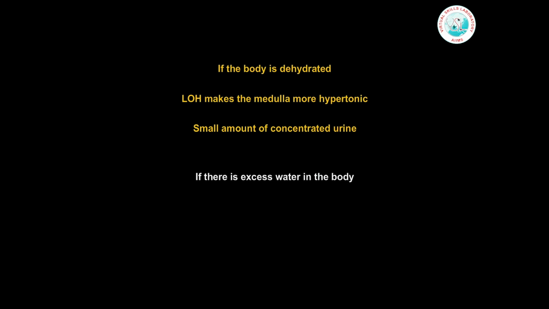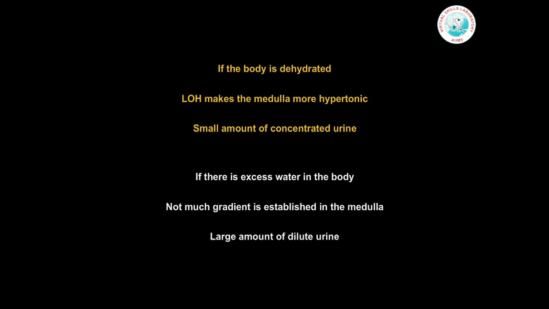So, if the body is dehydrated and wants to conserve water, the loop of Henle makes the area more hypertonic, leading to more and more water reabsorption and thus excretion of a small amount of concentrated urine. If there is excess water in the body, the solute concentration of tubular fluid is already less, so not much gradient is established, allowing the kidneys to produce a large amount of dilute urine.